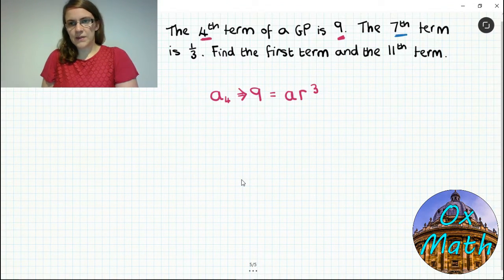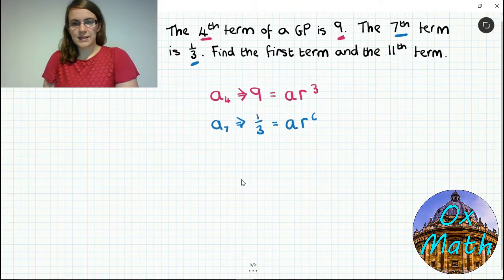We can do the same with the other term it gives us. The 7th term is equal to a third. So a7, if we think about what that is, that means that the 7th term, which is equal to a third, would be found by taking a and multiplying it by r 6 times, one less than 7. So we now have 2 equations, and if we call them equation 1 and equation 2, we can solve them simultaneously. But because we don't have a added to r, we've got a times r. The way to eliminate a is to actually divide these equations.